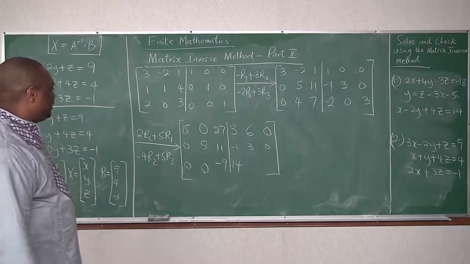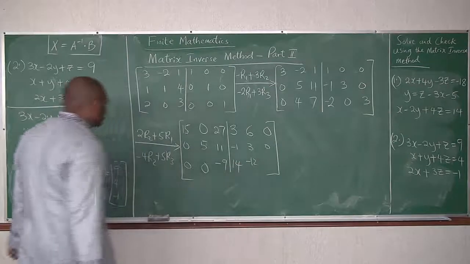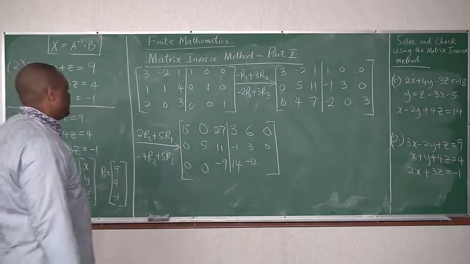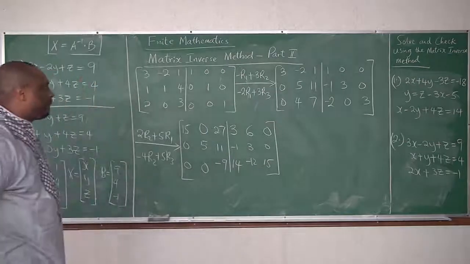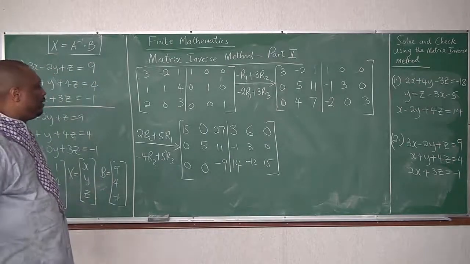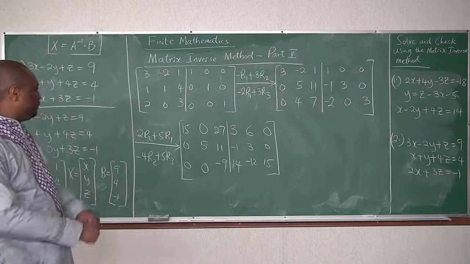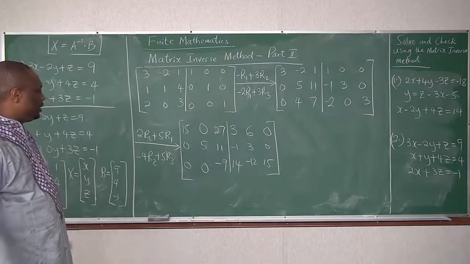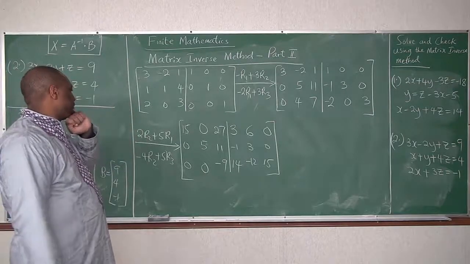Negative 4 times 3 is negative 12. Plus 0, negative 12. Then 0 plus 5 times 3, 15. Right? Let's look at this again. Negative 4 times negative 1, 4 plus. Okay, there's something here. Negative 4 times negative 1 is 4.